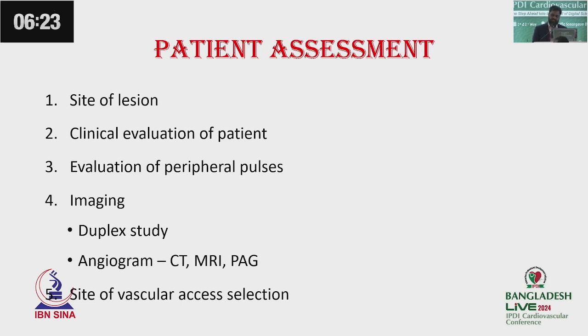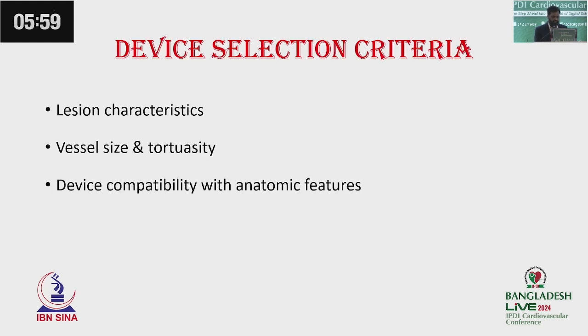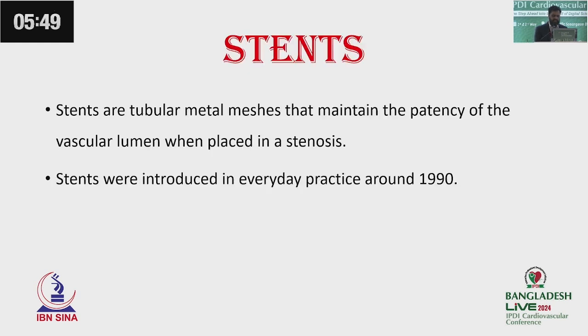and evaluation of peripheral pulses to select the vascular access site, and to definitely evaluate imaging, especially duplex study to see atherosclerosis, stents, and PSV. We regularly evaluate the peak systolic velocity before going to endovascular procedures, and also we evaluate CT angiogram, MR angiogram, and peripheral angiograms to decide our planning. Device selection criteria include lesion characteristics, vessel size and its tortuosity, and device compatibility with anatomic features.